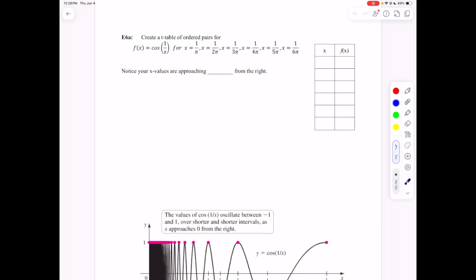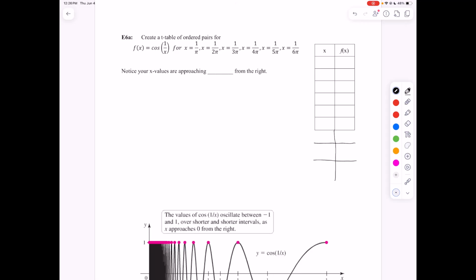Let's look at this specific example involving a trigonometric function. It's actually f of x equals cosine of 1 over x. What we're going to do here is create a table of ordered pairs and try to find a couple of patterns. We're going to begin by adding 3 more ordered pairs than what I intended. So let's put 3 more in here.